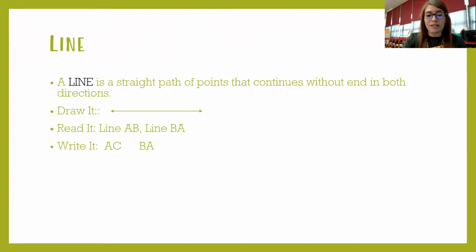Or we could write it like this. Line AC, like we would have the points and we have the line symbol over it. Or for line BA, we would have BA, the points on it, and then the line symbol over it. And it would look a little something like this. The line, as you can see, the arrows go on in either direction, but we do have points on that line to help us name it.